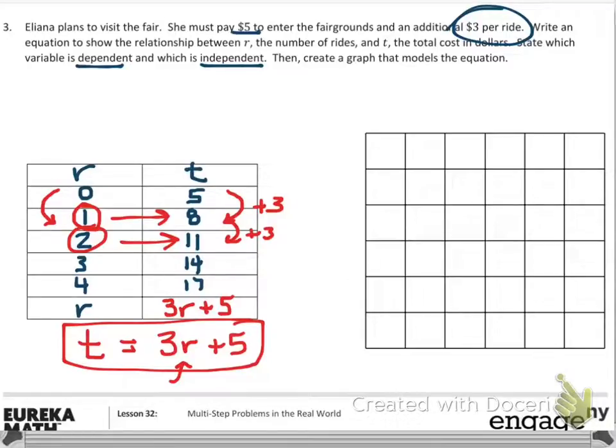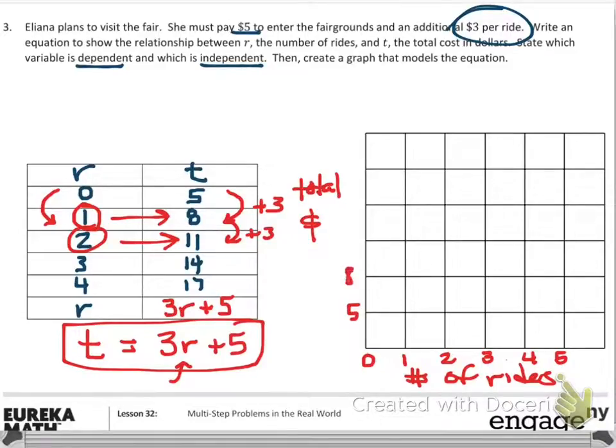Okay, last thing's the graph. Independent variable goes on the x-axis. So the independent variable is the number of rides. The dependent variable is the total cost, and that goes on the y-axis. So total cost, total dollars, goes on the y-axis. If we ride 0 rides, 1 ride, 2 rides, 3 rides, 4 rides, 5 rides, we can keep that going if we want. We're going to go all the way up to 17, so it looks like they will fit. So we've got $5, and then 8, and then 11, and then 14, and then 17, and we can even go another 3, and that's going to be $20.